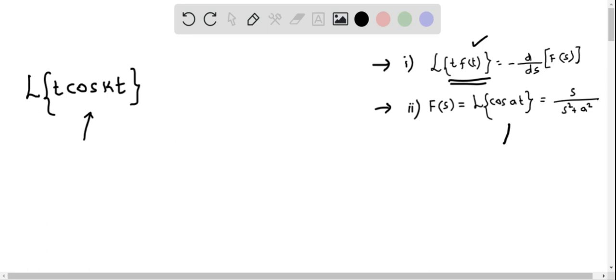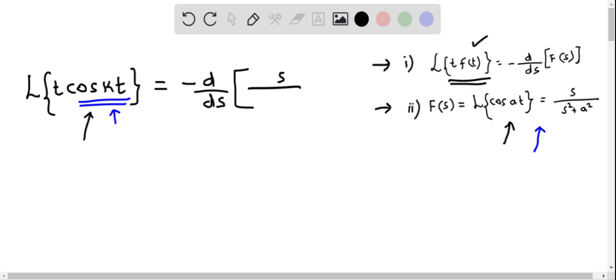We will also utilize this Laplace transform formula, which says that the Laplace transform of cos of at is given by s over s squared plus a squared. So when we apply the theorem as well as the formula, we write this as negative d by ds of the Laplace transform of cos of at. For that, we can use this formula: the Laplace transform of cos of at is s by s squared plus a squared. In place of a, we have k over here, so we will have s divided by s squared plus k squared.